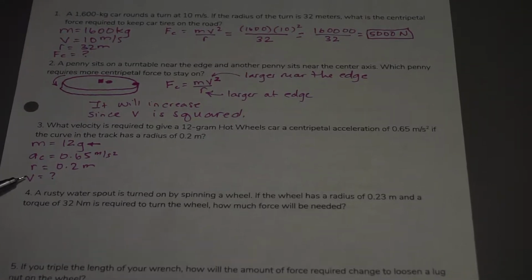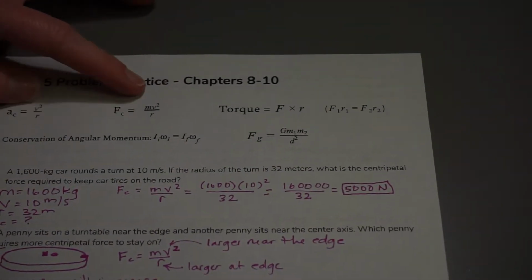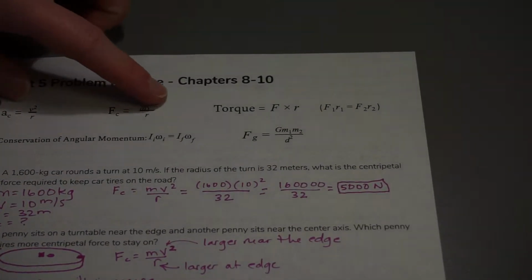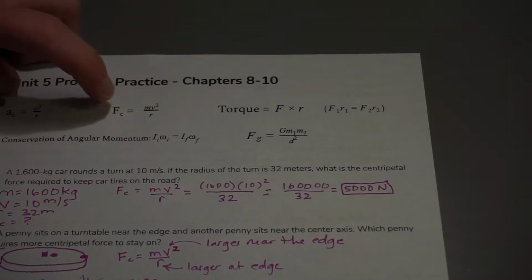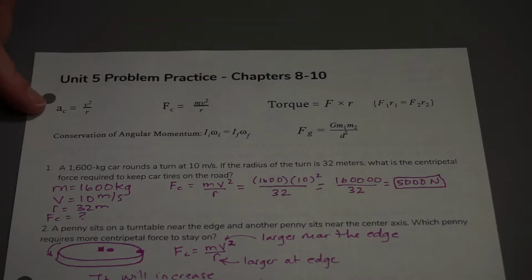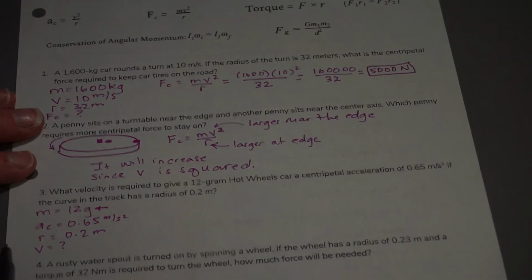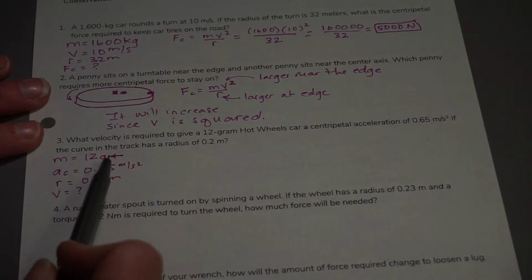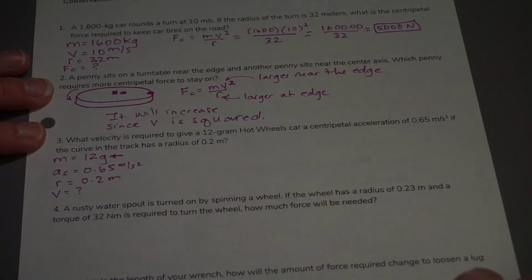And if you look up at the top for our equations, you'll see that this equation has the M, V, and R in it, but it's got centripetal force. Whereas our equation over here, centripetal acceleration, has what we need, A_C, R, and we're looking for V. So that means that our mass, the 12 grams, is not needed. We don't need to use it. It's just an extra bit of information.